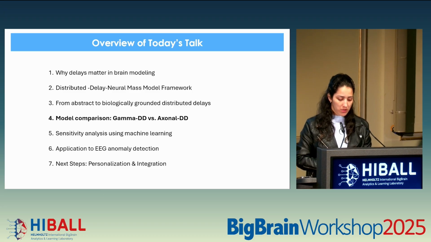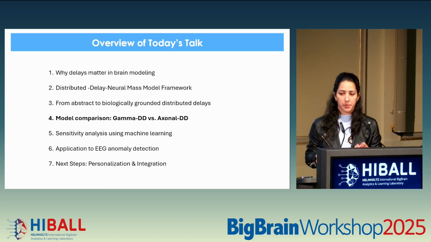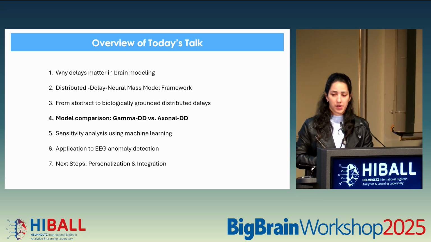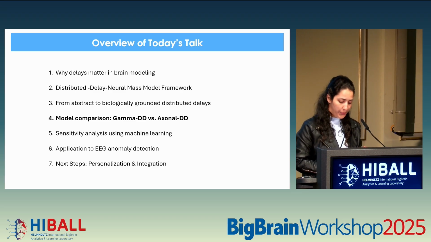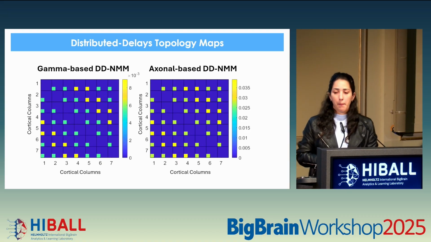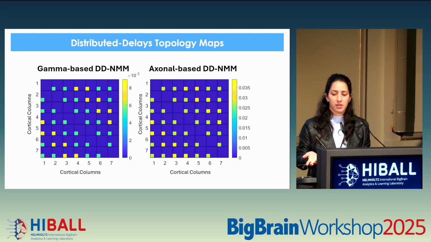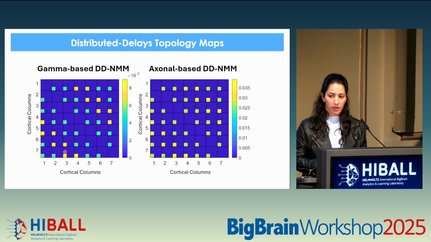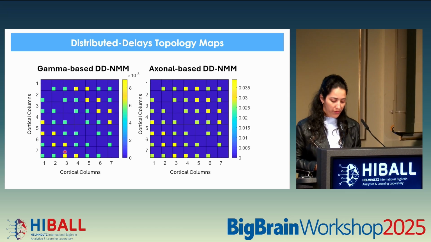So I'm going to show now some comparisons between our previous distributed delays, which were more gamma-based, and this axonal-based new approach. Basically, both of them share the same delay topology, as we can see here, but this topology can be defined as you wish. In this case, as we can see, the gamma distributed delay has smaller values than the axonal-based distributed delay, which is more biophysically informed.